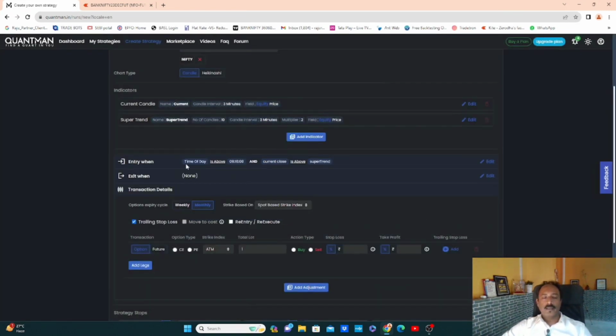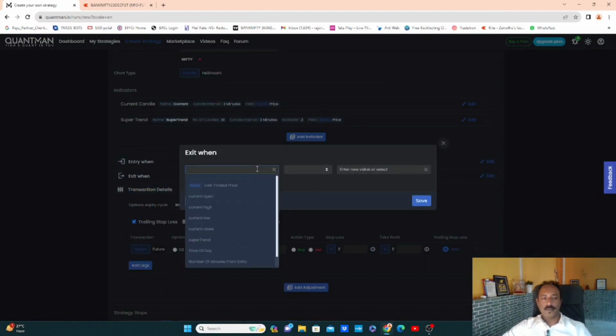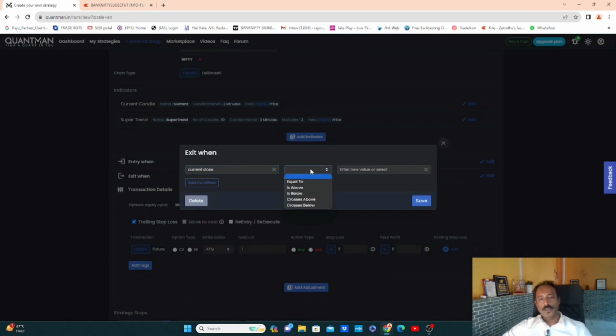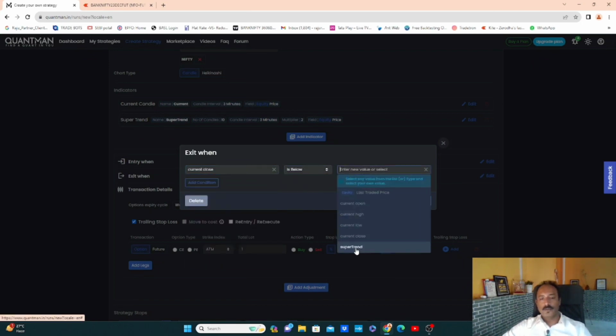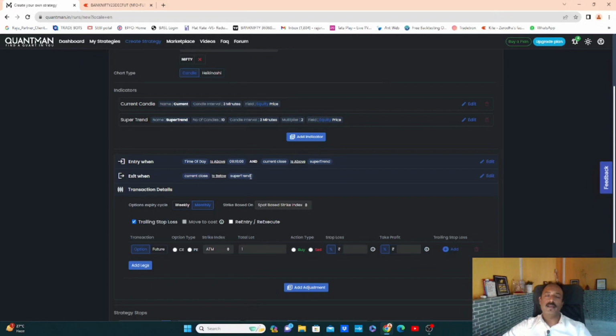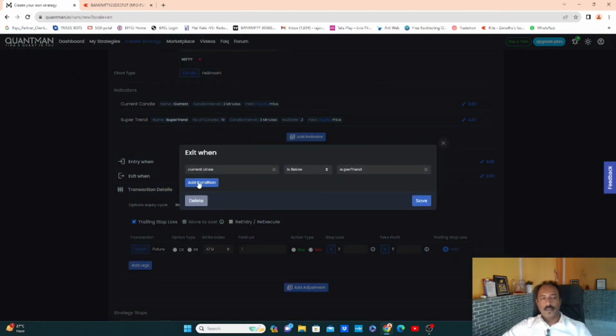So it will enter the trade whenever the time of the day is above 9:16 and the current candle is above super trend. So we will buy a call option that we will define here. And let us give the exit condition. Exit condition is very simple. Current candle close is below the super trend, right? So we will exit whenever the current candle is below the super trend. Automatically it will exit.